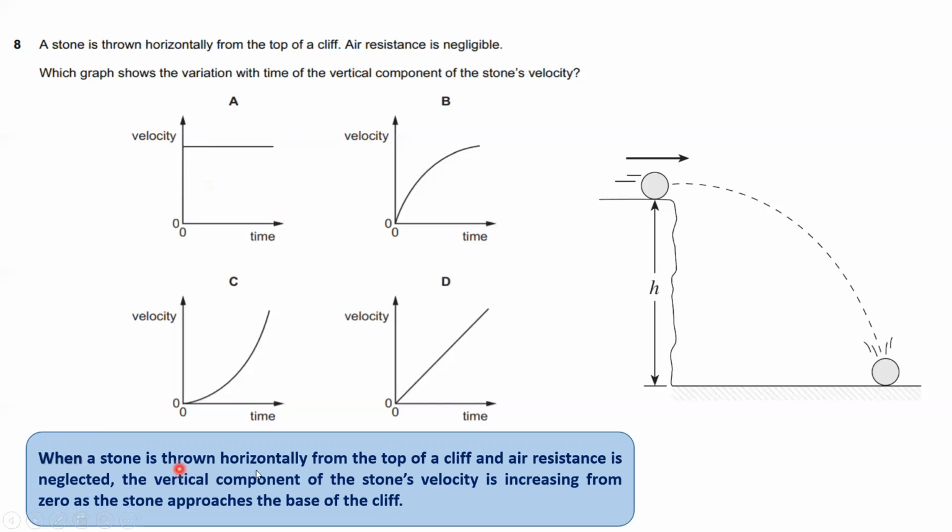When a stone is thrown horizontally from the top of a cliff and air resistance is neglected, the vertical component of the stone's velocity is increasing from zero as the stone approaches the base of the cliff. If you take the gradient, that means the tangent at a point, in one option the direction changes, so the gradient decreases. In option C, the gradient increases. But in option D, the gradient is constant. When you take the gradient of a velocity time graph and it is constant, you get a constant acceleration. So the answer is option D.